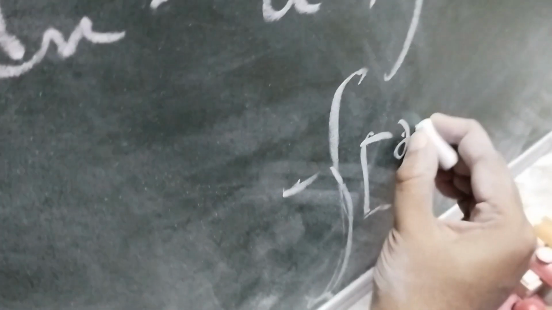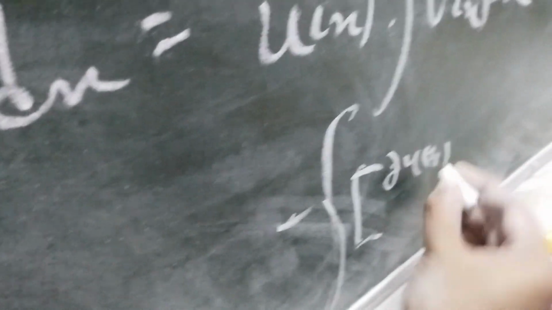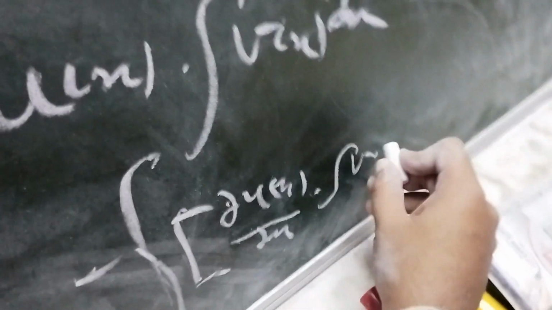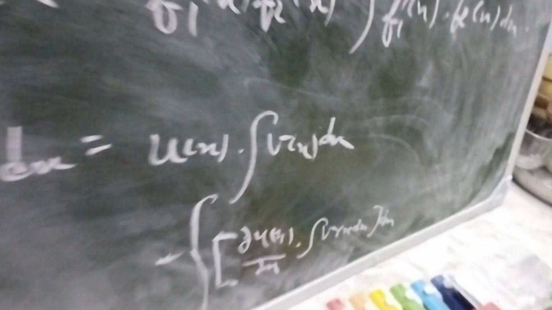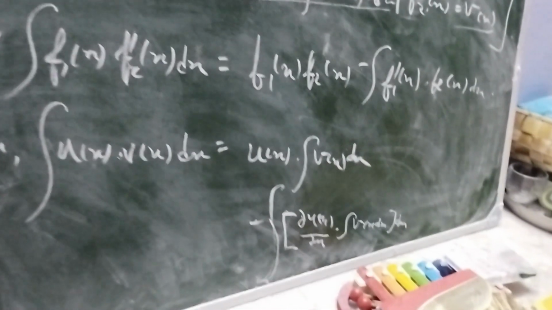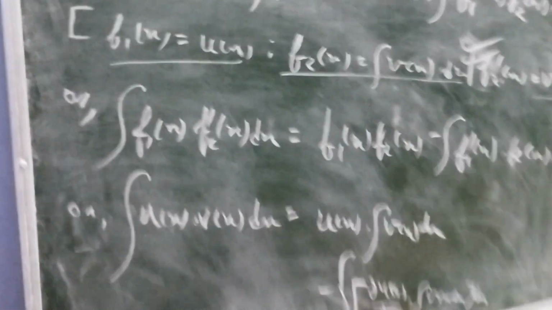And f1 dash, that is this differentiation, right? So how to write? du of x, differentiation with respect to x, and f of 2, that is the integration format, right? So v of x dx whole dx integration. We have already achieved our format. So let me write it properly one more time, the last line.